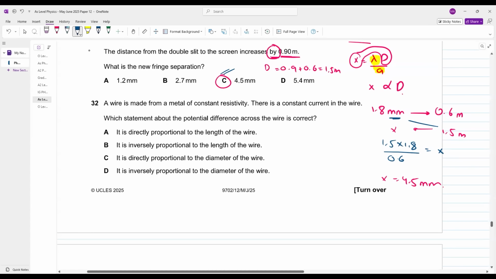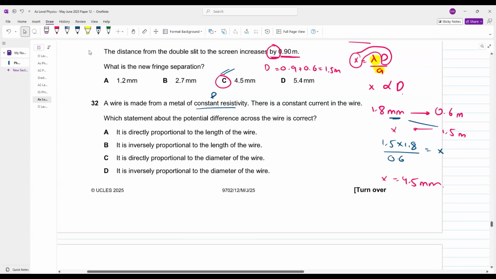A wire is made from a metal of constant resistivity. Okay, so resistivity is constant. There is a constant current in the wire. Which statement about the potential difference across the wire is correct? Okay. It is directly proportional to the length of the wire. It is inversely proportional to the length of the wire. It is directly proportional to the diameter.